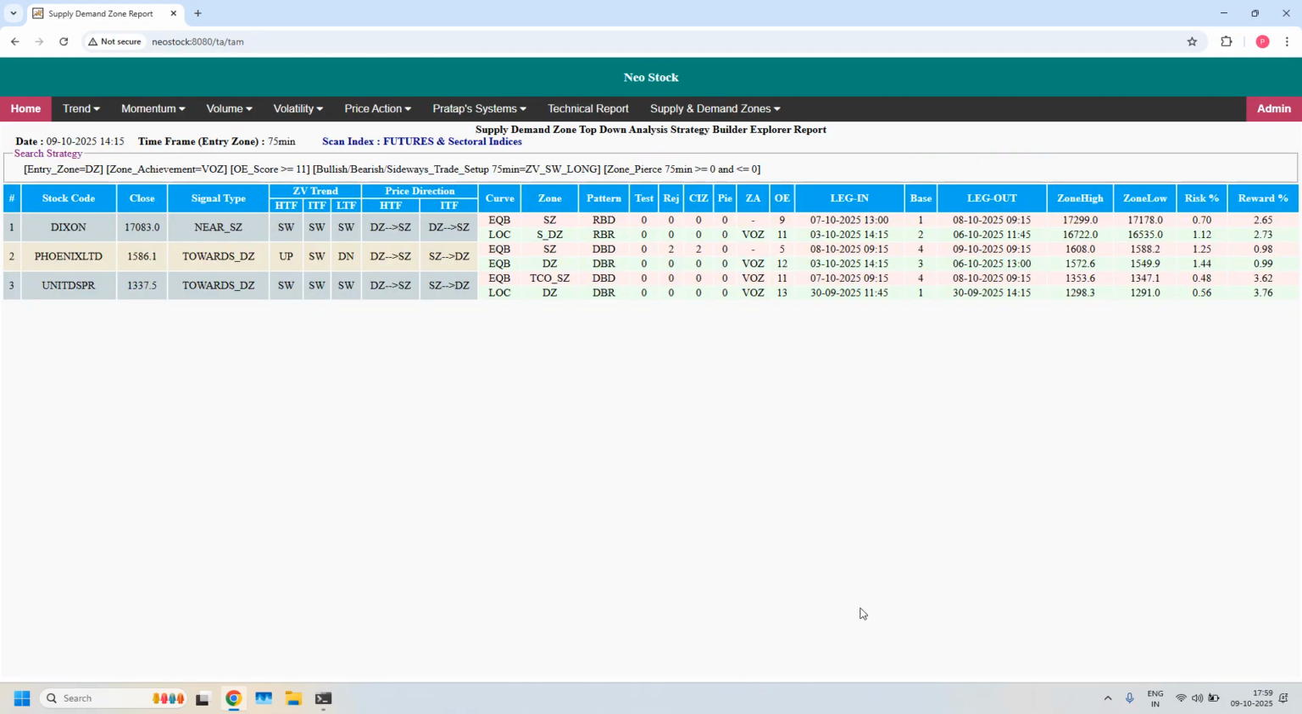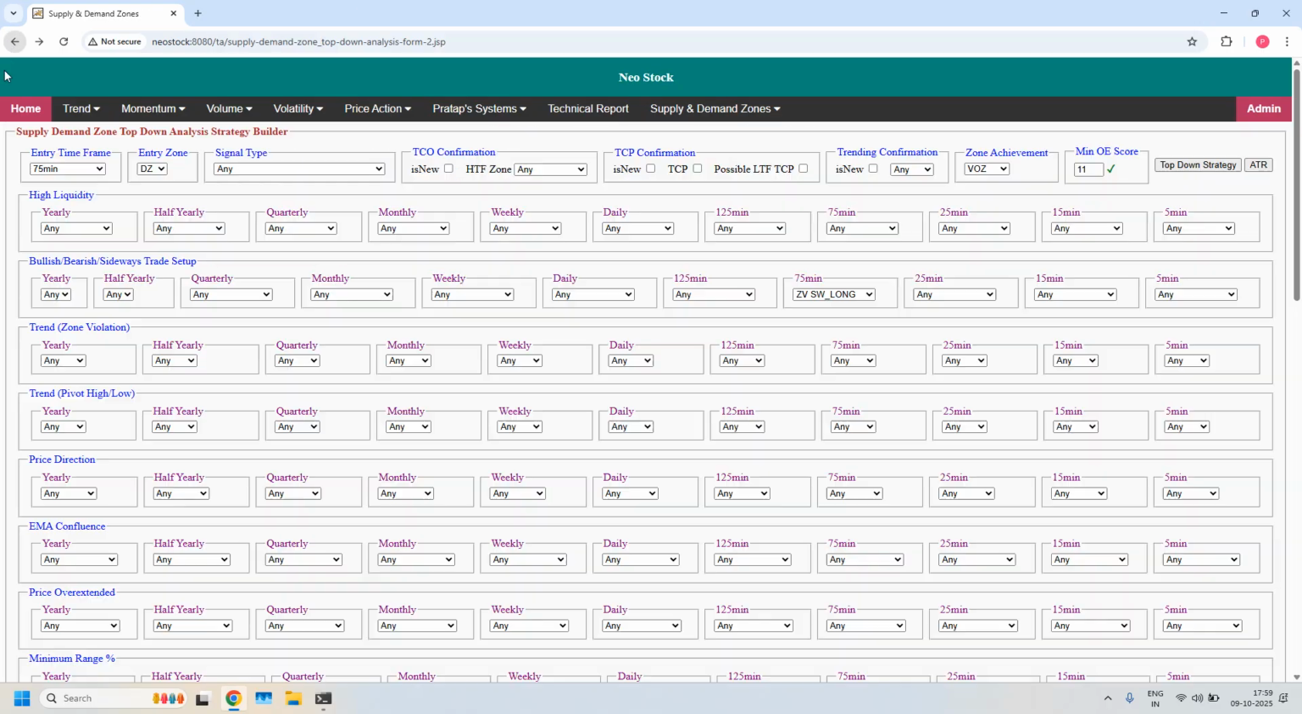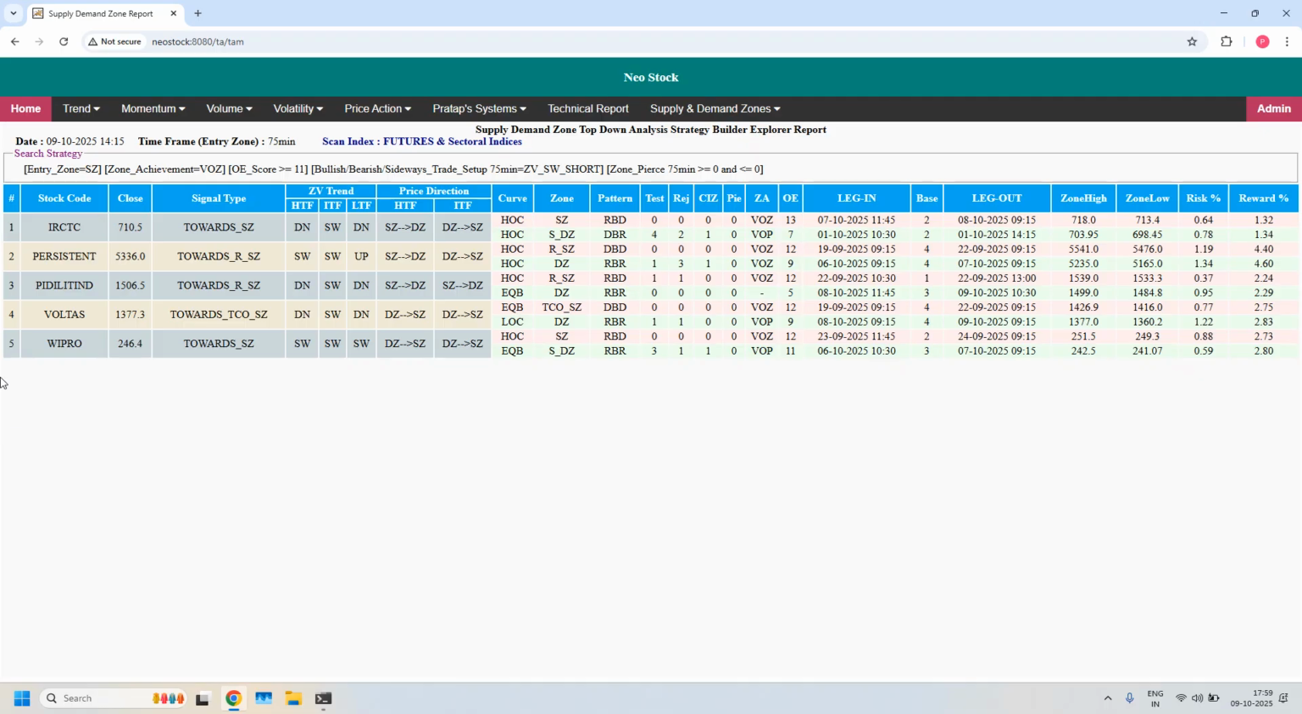Let's filter. We got 3 stocks supporting the sideways long trade setup for weekly income trade. Entry time frame zones are 75 minutes demand zones. Okay, next, the sideways short trade setup. The changes are 75 minutes supply zone and here sideways short. Let's filter. We got 5 stocks. Entry time frame zones are 75 minutes supply zones.